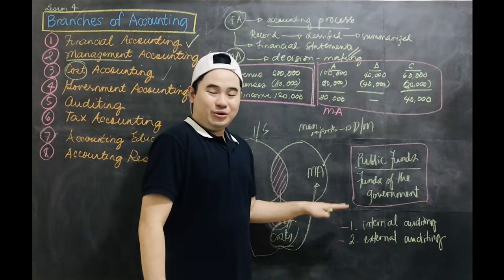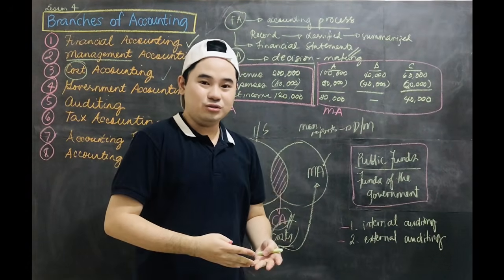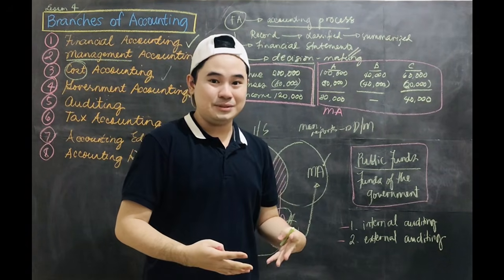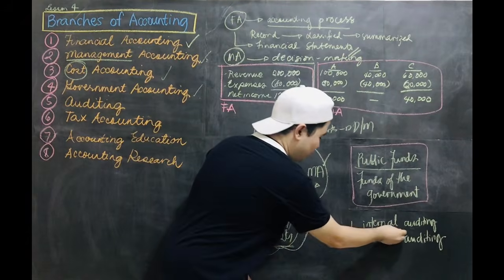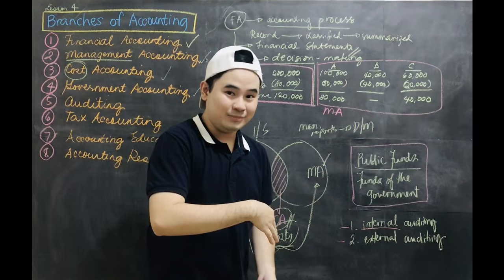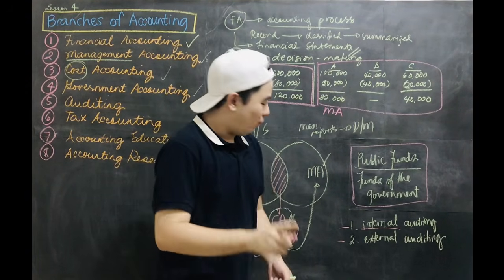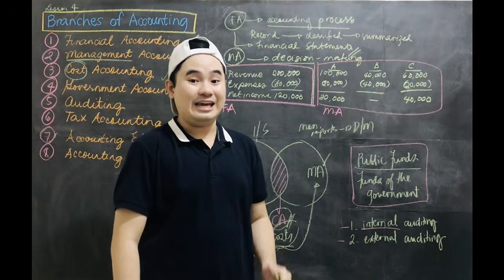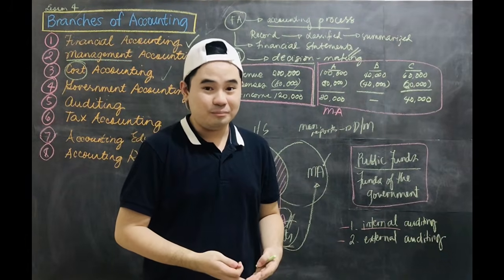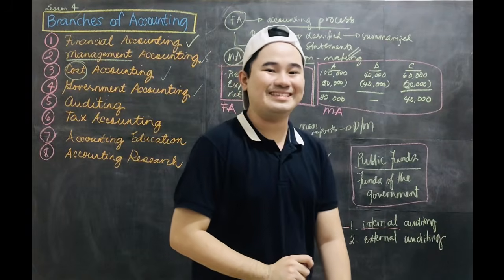When we say internal auditing, this is the branch of auditing in which you are checking the operations of a company if it is in line with the management policies. And basically, from the word itself, internal, it's inside the company. So internal auditors are usually inside the company or employed as employees of a company. Again, what they do in internal auditing is verification or checking of the operations of a company if it is in line with the policies of the management.